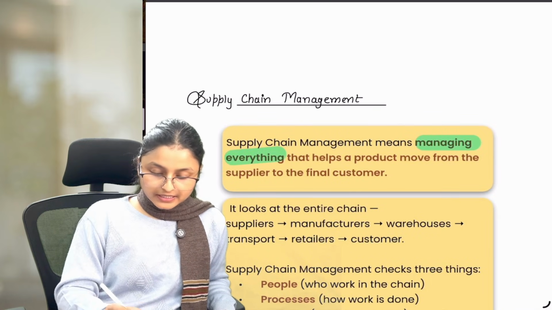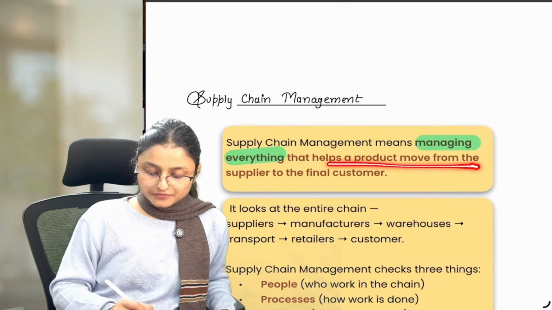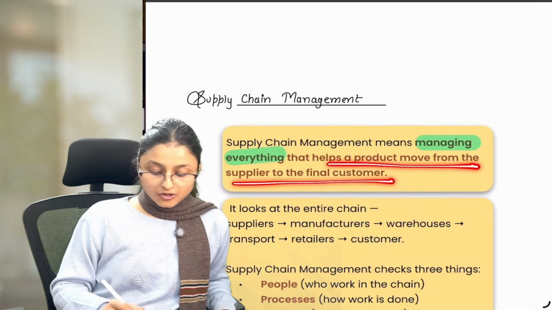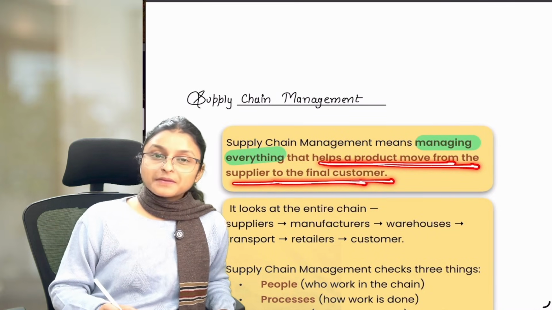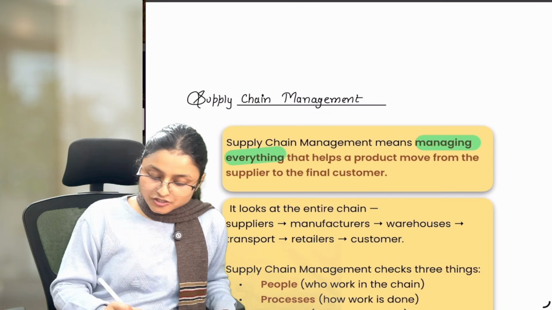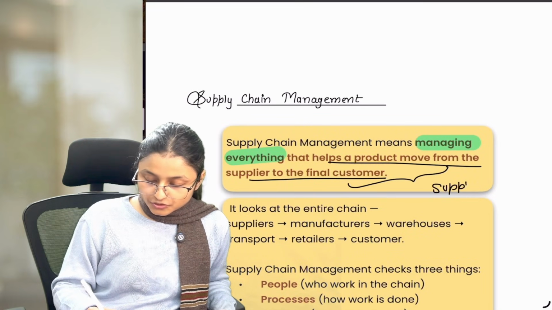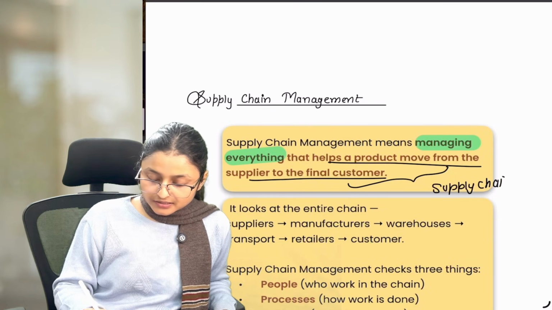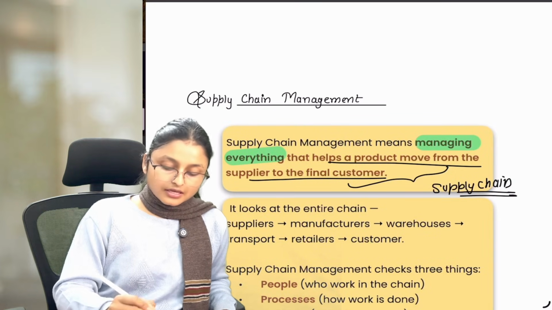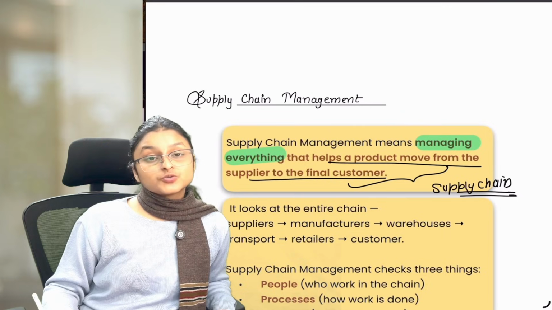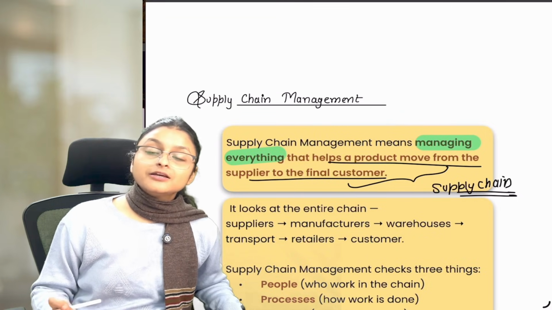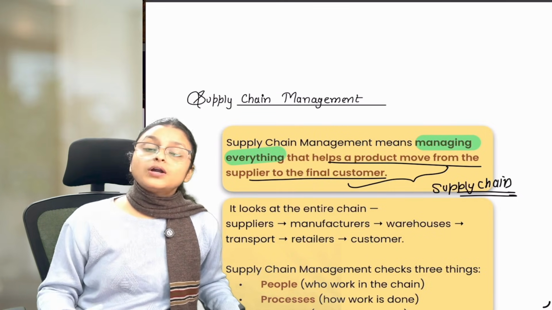Managing everything that helps a product move from the supplier to the consumer. What helps product movement from supplier to consumer? Supply chain helps. So if we are managing everything mentioned in supply chain, that will be known as supply chain management. Now when we are saying managing everything, what does it mean?